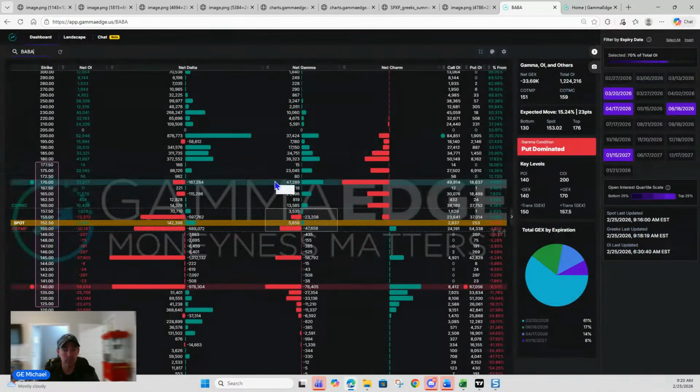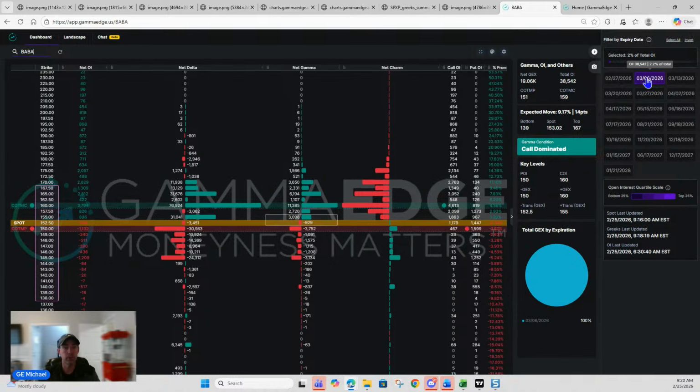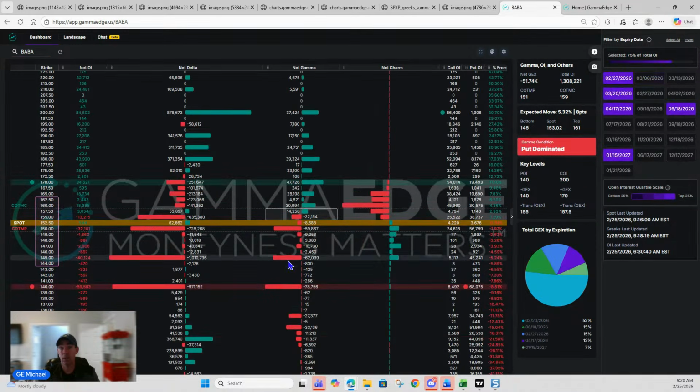BABA. Friday's expiry, put dominated, in transition, doesn't look good. We're looking at BABA right now, Shah. Next Friday's expiry, call dominated, at transition, 160 to the upside, 150 to the downside, upper quartile. 170, structure improves, but significantly put dominated overhead. So it's going to be difficult for BABA for price appreciation.